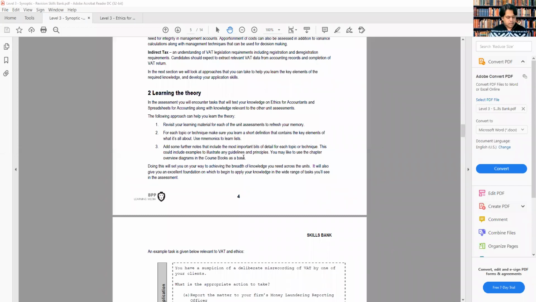Okay, so on the learning theory, in the assessment you will encounter tasks that will test your knowledge of ethics for accounting and the spreadsheet for accounting, along with the knowledge.